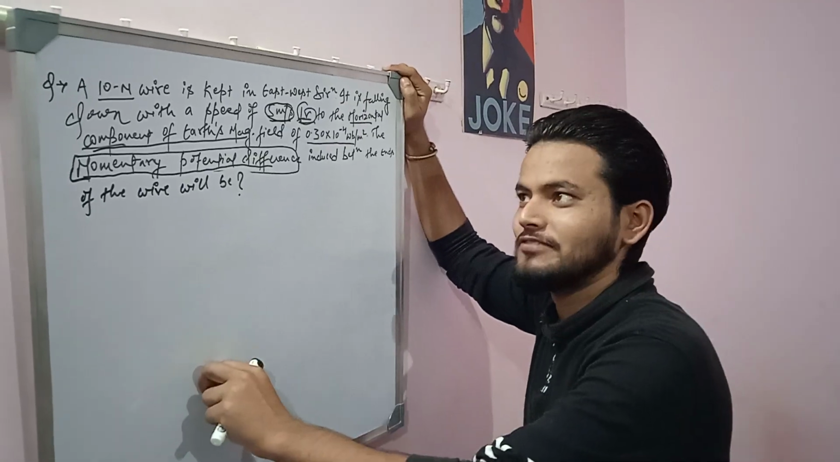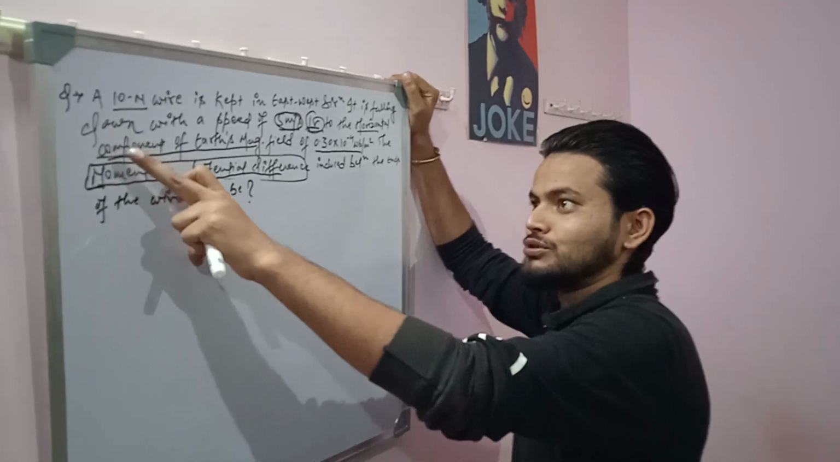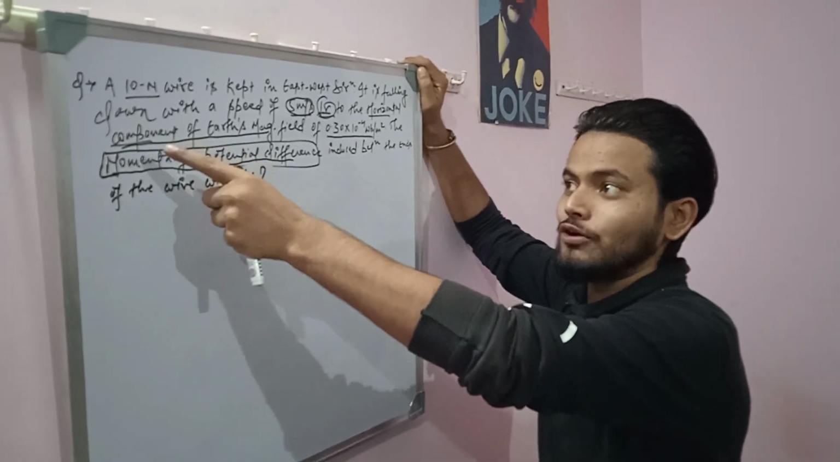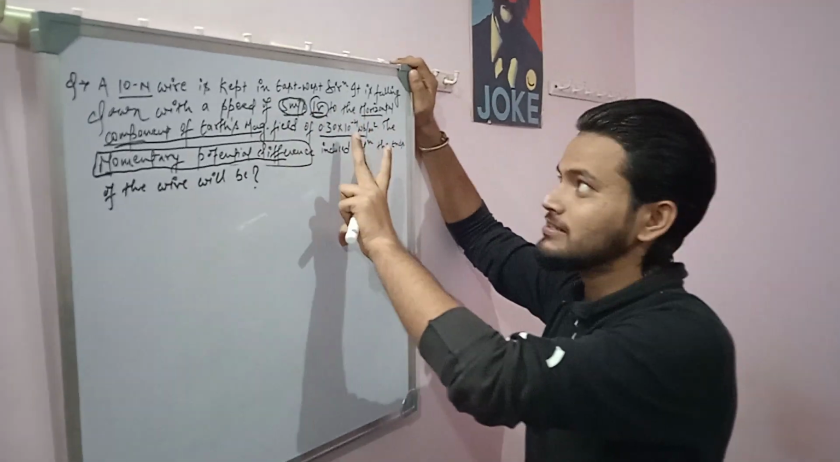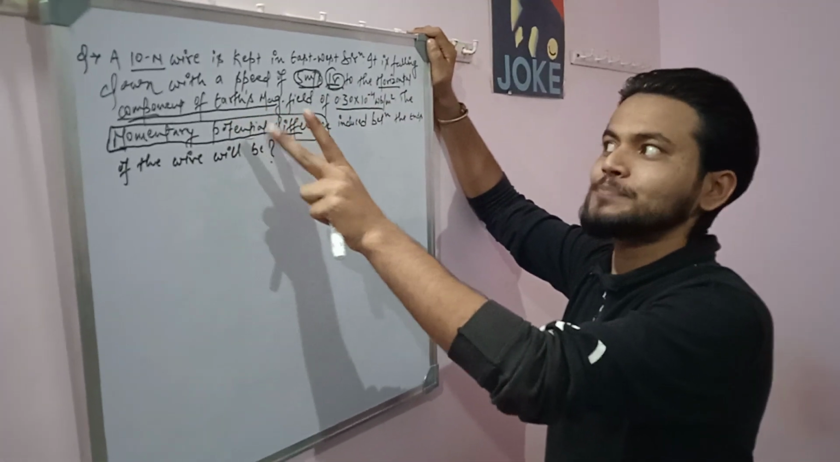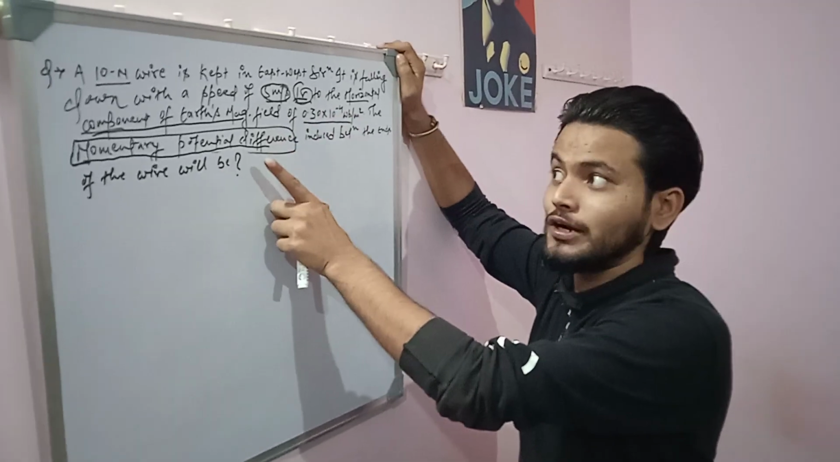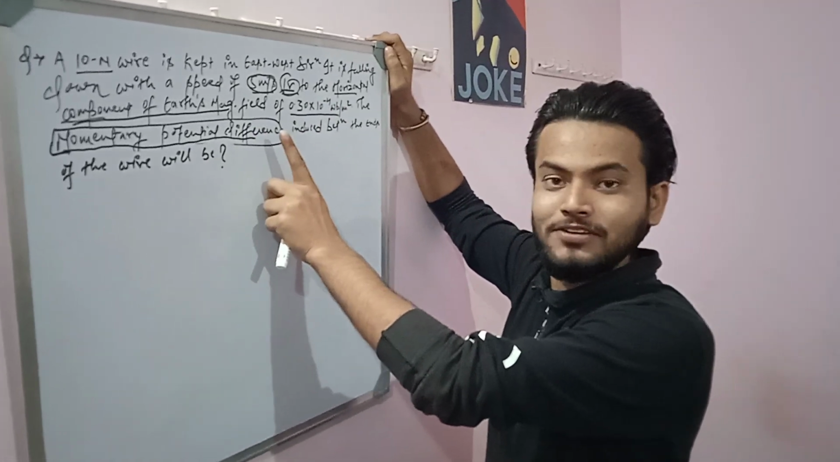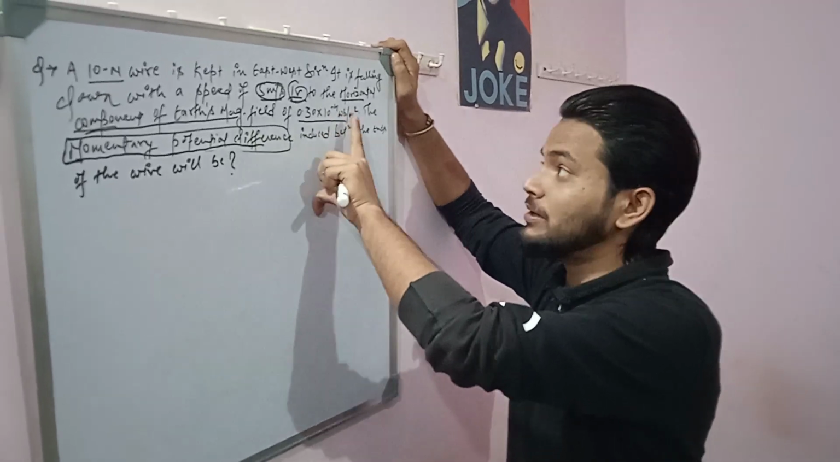Hello guys, we have a question here from electromagnetic induction. Let me elaborate the question. According to the question, a 10-meter wire is kept in the east-west direction and it is falling down with a speed of 5 meter per second perpendicular to the horizontal component of Earth's magnetic field, which is given as 0.30 into 10 to the power minus 4 Weber per meter square.